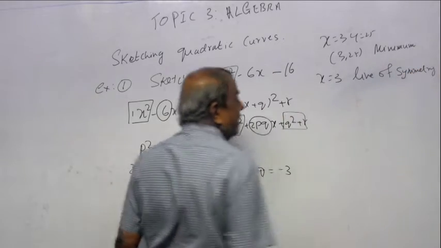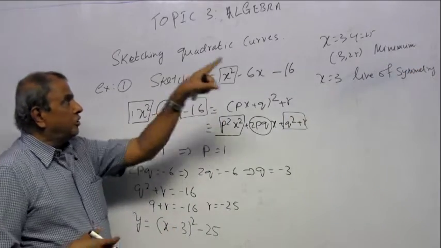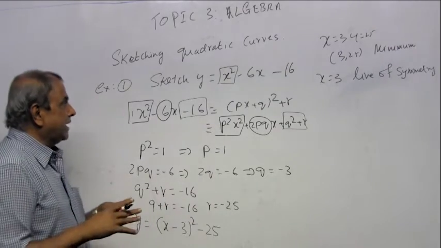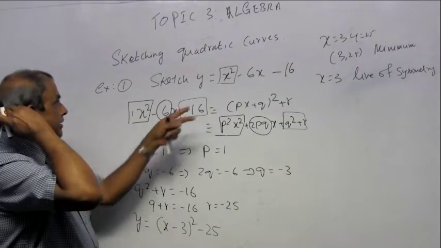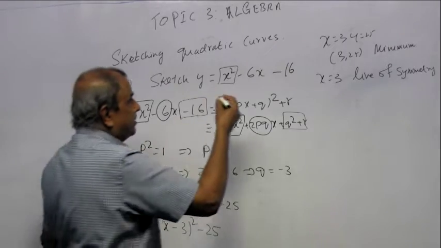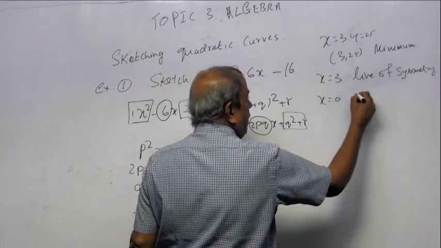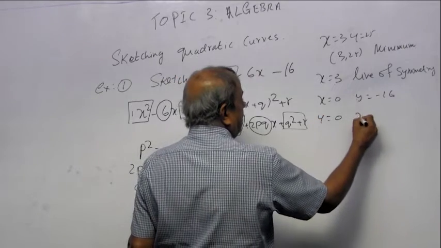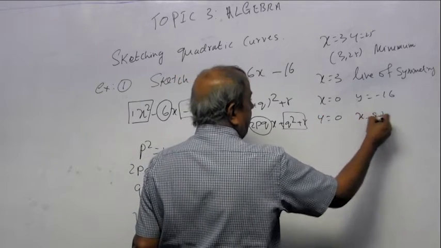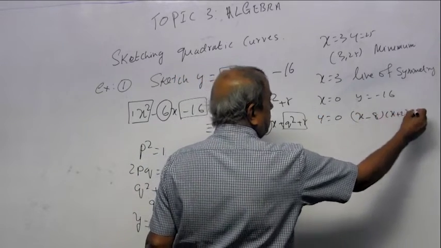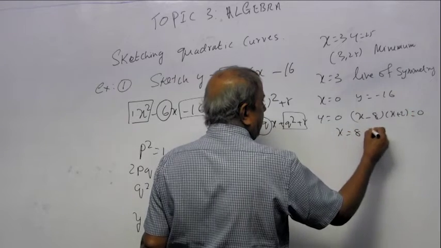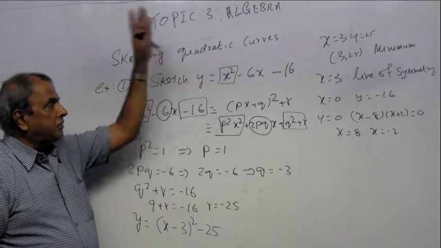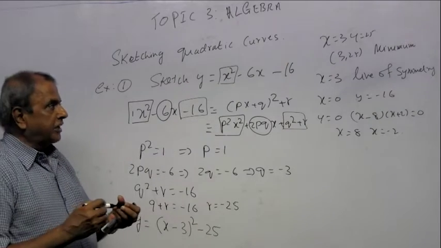In other words, when you sketch, I need to know what's the minimum point. I need to know if there is any symmetry. Okay, good. And then we go back to your basics. When x is 0, y is minus 16. And then when y is 0, it is x minus 8 times x plus 2 equal to 0. So x equal to 8, x equal to minus 2. I have all the information I need now to sketch the curve.